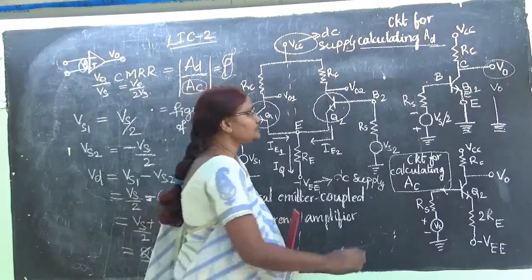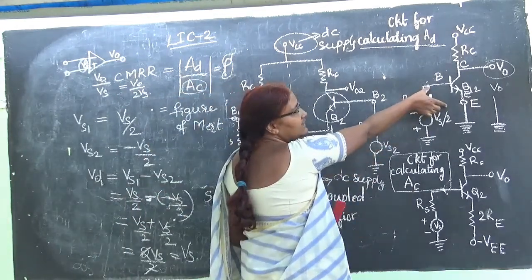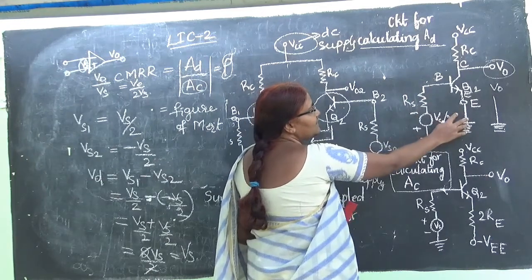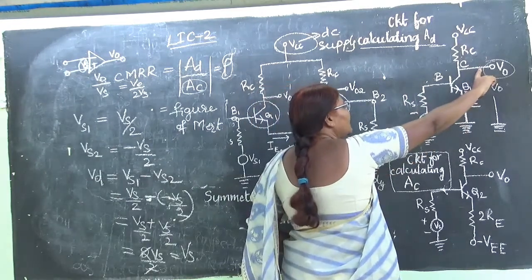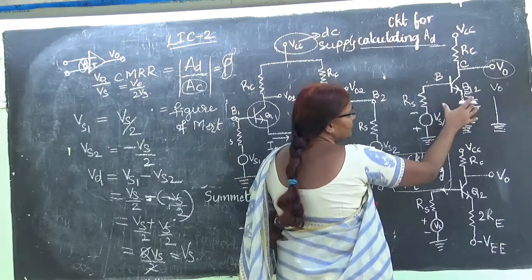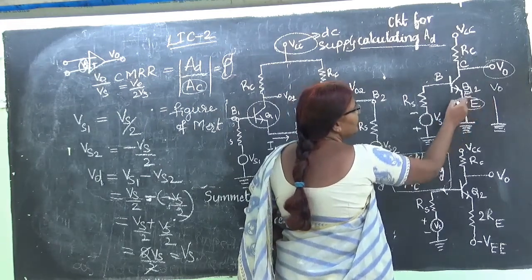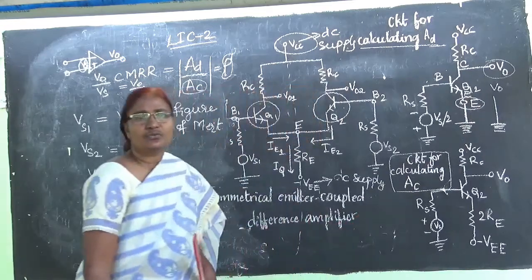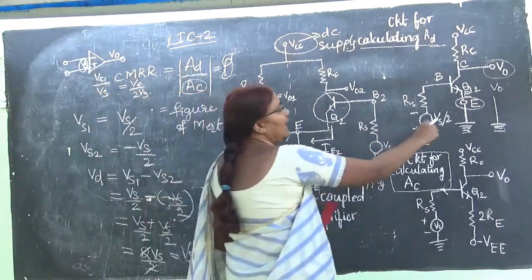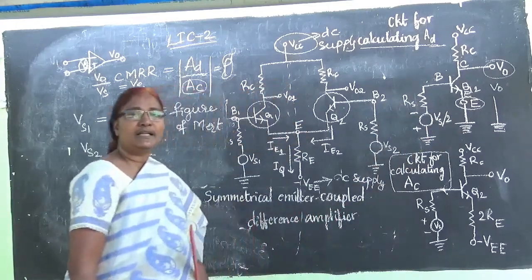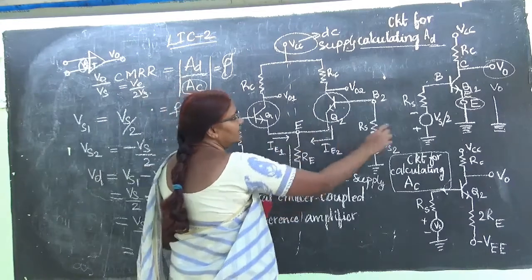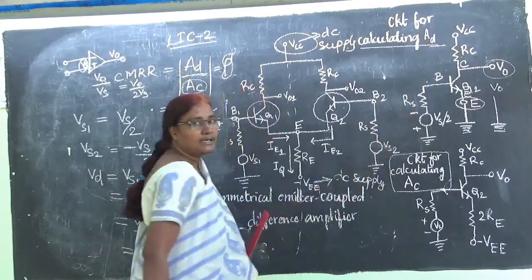So here my input is given to base and emitter. So base, and my output is taken from collector and emitter. So which terminal is common for these two? The emitter terminal is common for these two, and that is the reason it is called a common emitter amplifier. Common emitter amplifier. So here I have taken a single part.